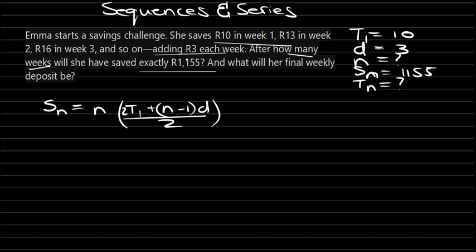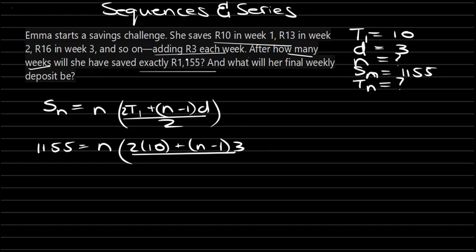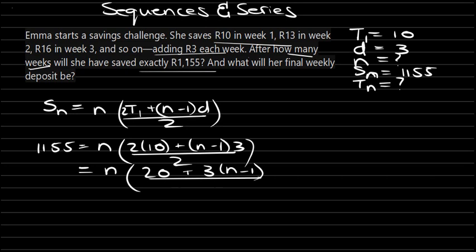And then let's plug in what we have and see what we are left with. So Sn is 1155. We don't have n. T1 is 10. Again, n is missing, and d is 3. All of this divided by 2. Alright, let's simplify this and clean it up a little bit. This is n times 20 plus 3 times n minus 1, over 2.